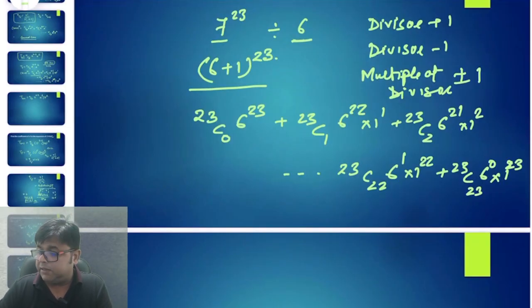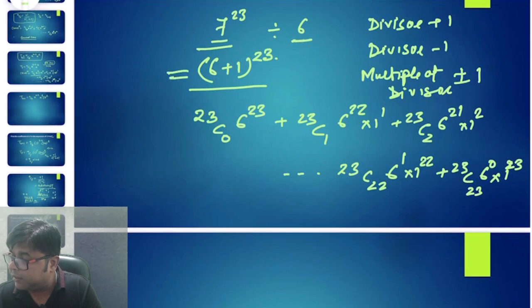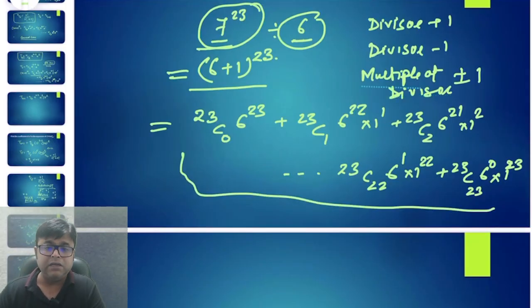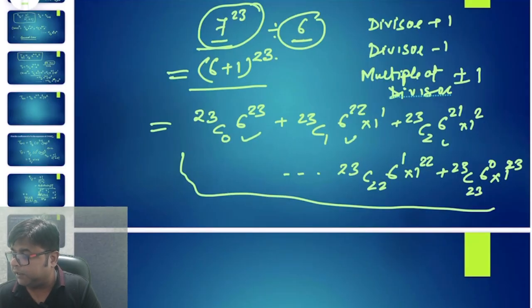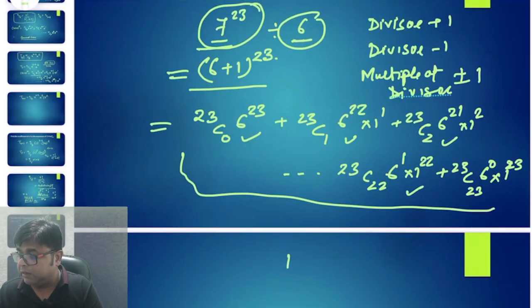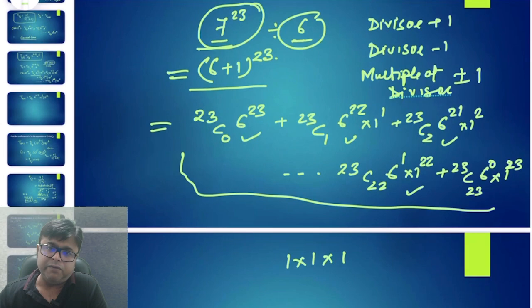Now, once I've achieved this, 7 to the power 23 is nothing but this expansion. So if I'm dividing 7 to the power 23 by 6, in a way I'm dividing this whole expansion by 6. And you can see every term has a power of 6 till the second last term. So all these terms will be divisible by 6. So my remainder will come from the last term. 23C23 will be 1, 6 to the power 0 will be 1, 1 to the power 23 is 1. And 1 is smaller than 6. So if you divide 1 by 6, remainder will be 1.